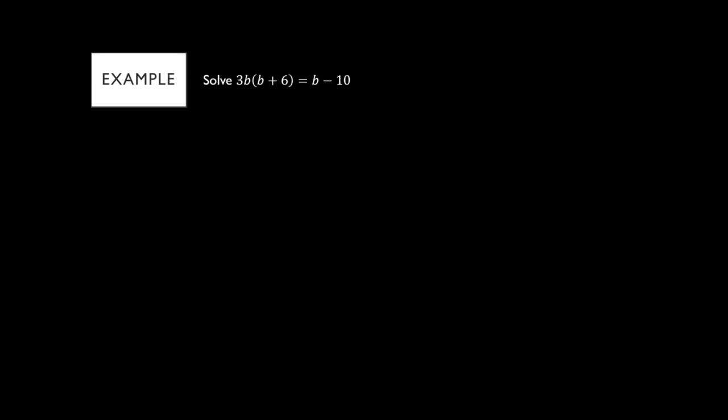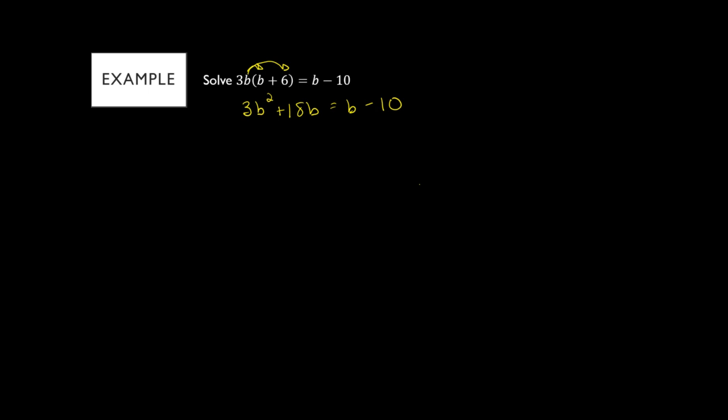For this example, I've got something that's somewhat factored, but it's not in standard form because we need to have it equal to 0. So we have some extra steps here because we need to first get everything on one side and simplify as much as possible. And this means I have to actually distribute first and then move things, and then we factor. So when I multiply through on the left, I'm going to have 3b times b, so that's 3b squared. Then 3b times 6, which is 18b, and this equals b minus 10.